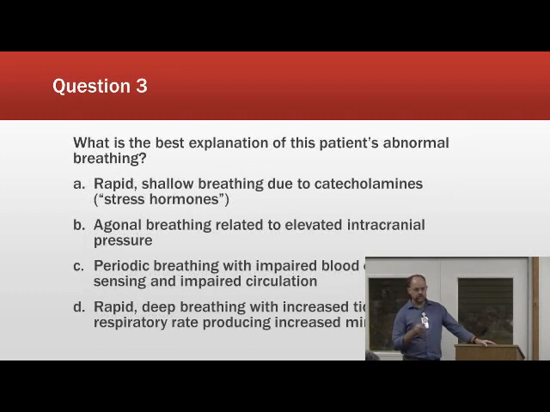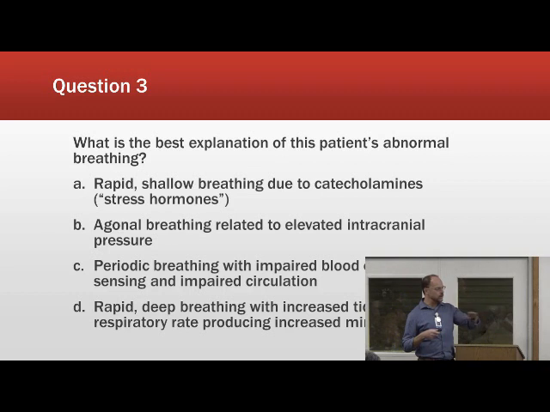So here's a question, just food for thought. We'll talk a little more about this, but I told you the patient's breathing was abnormal. I didn't tell you exactly what it was, but if you think about that, diabetic emergency, 19-year-old, diagnosed at age 17, and she's not right. She's unresponsive and she's breathing abnormally. Well, why is that? Is it because she's got catecholamines, like all this adrenaline, and that's making her breathe fast and rapidly? Or is it agonal breathing because her pressure in her brain and skull is too high?